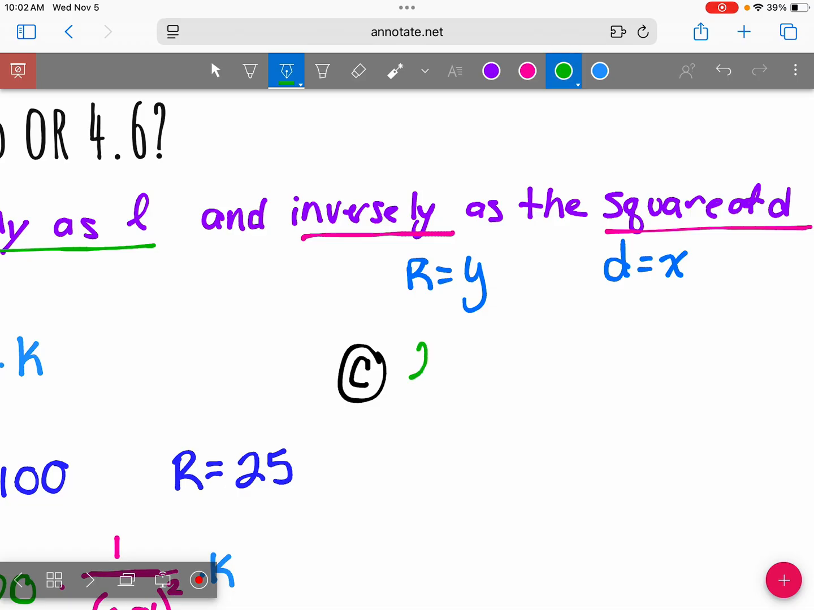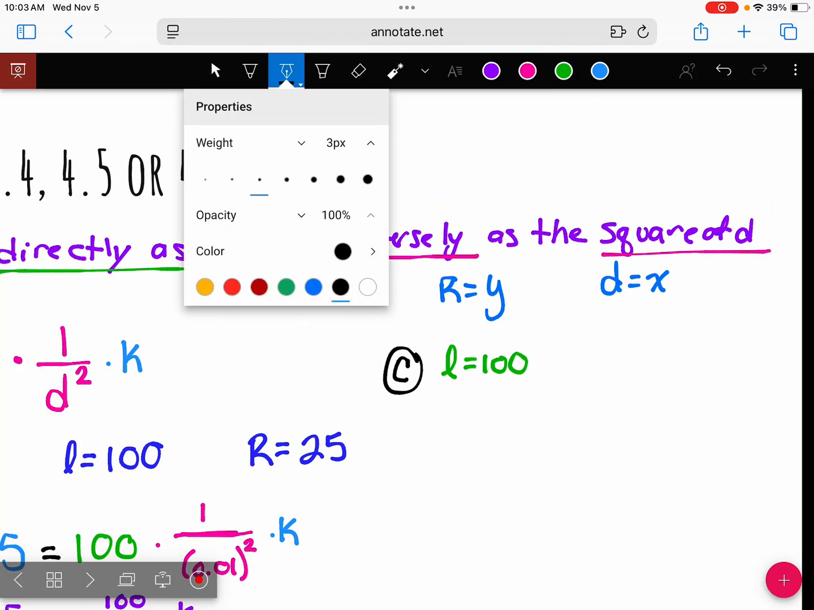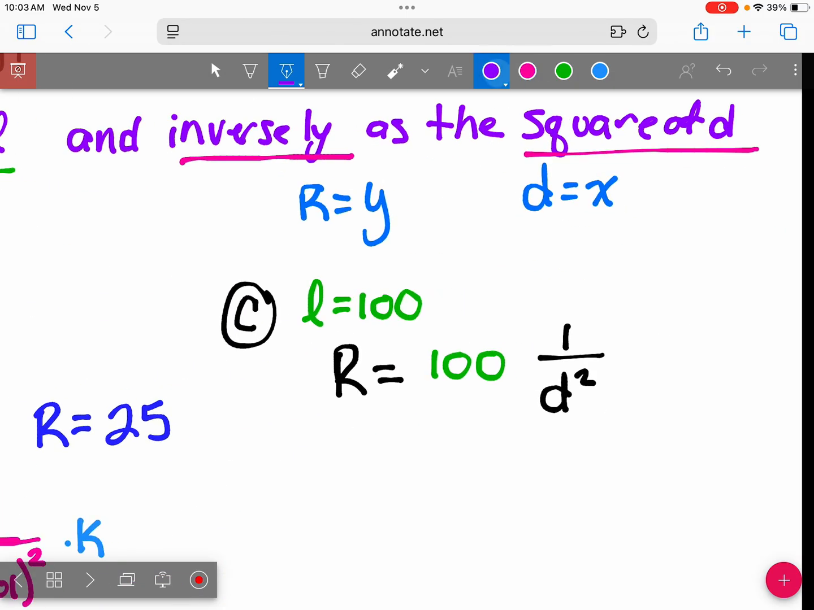They tell us to use that L equals 100, and we have our K from part B. So L is 100, K is that guy, and we're going to try and make this equation. So we have R equals our 100 times that 1 over D squared times that 0.000025.